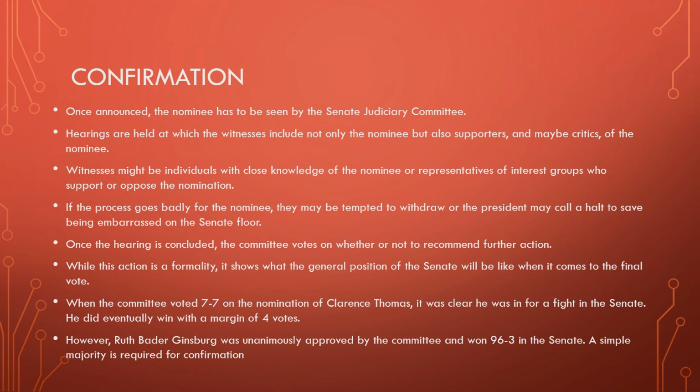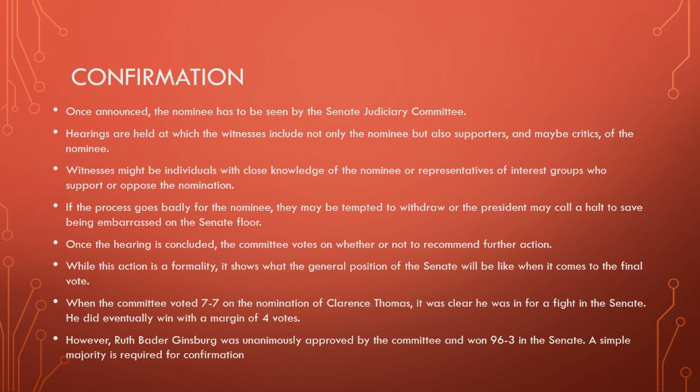Once announced, the single nominee has to be seen by the Senate Judiciary Committee. Hearings are held at which the witnesses include not only the nominee but also supporters and critics. In the case of Brett Kavanaugh, there were people accusing him of sexual abuse at these hearings as well.